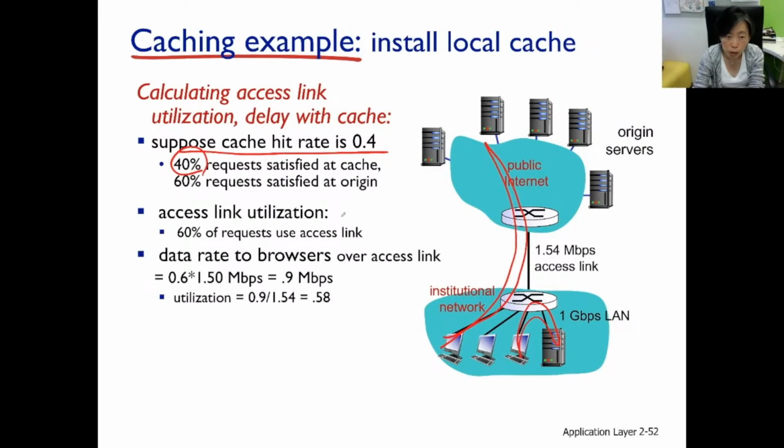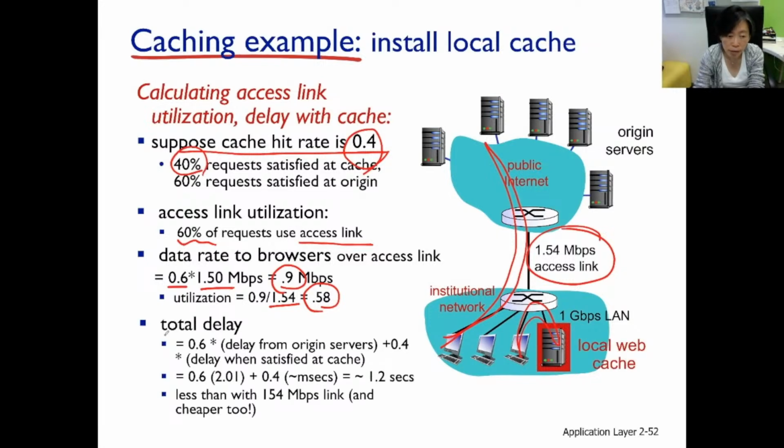Great. So we know then the utilization of the access link is 60% of scenario 1. And how much is that? With 60% of the traffic, it's only this much traffic on the 1.45 megabits access link, only 58%. So we cut the utilization from 99% to 58% if we ended up having this hit rate. Now let's calculate the total delay. 60% of the time it's going to be long delay all the way to the server and back. 40% of the time just on the local LAN.